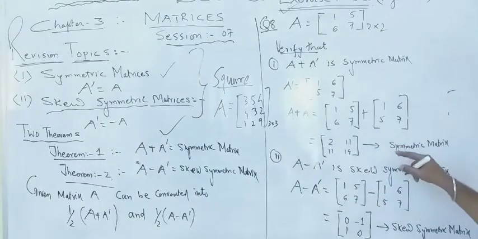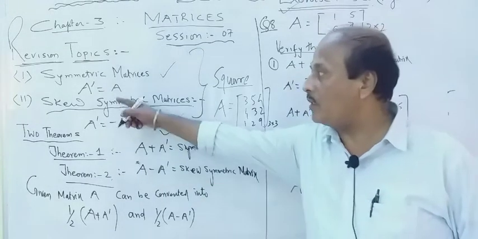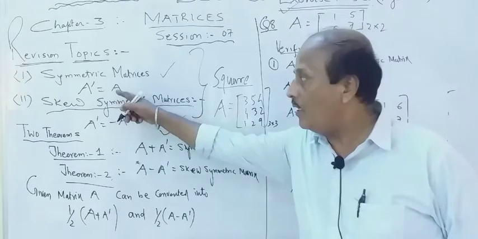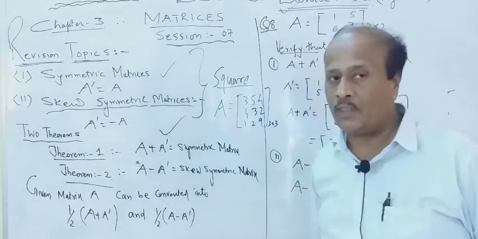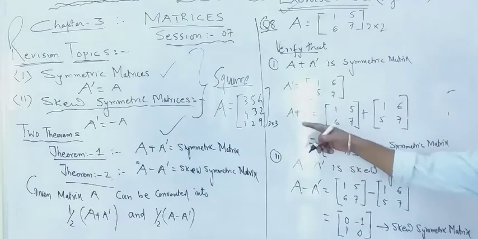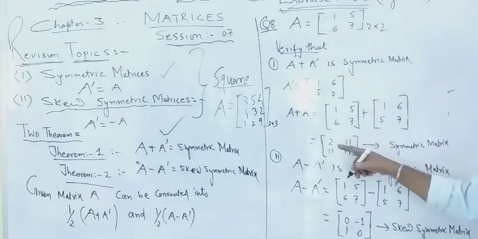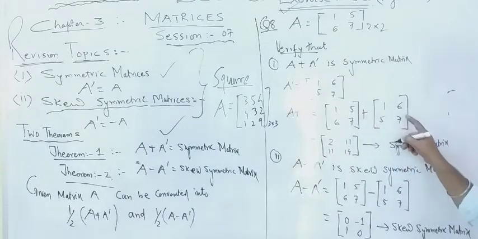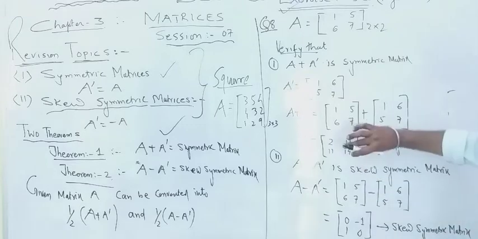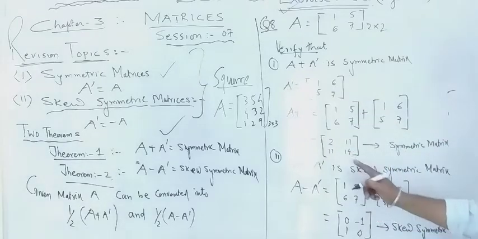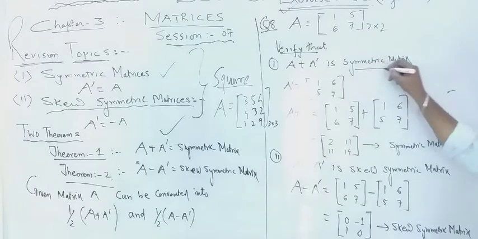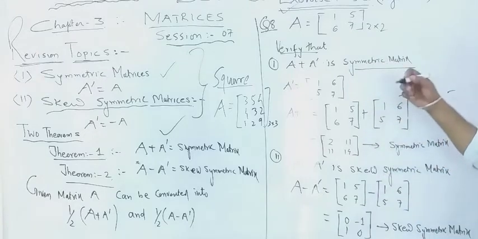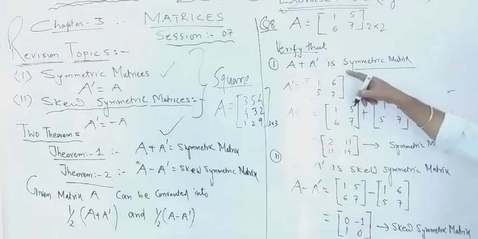What is the definition of a symmetric matrix? When you find the transpose of any matrix and it is equal to A, then it is a symmetric matrix. So see, A plus A dash: 1 plus 1 is 2, 5 plus 6 is 11, 6 plus 5 is 11, 7 plus 7 is 14. You interchange the rows and columns, you will get the same matrix. It means that you got a symmetric matrix. Suppose this question is for 3 marks, then they will give you a question of order 3 cross 3. This is question number 8 of your textbook.